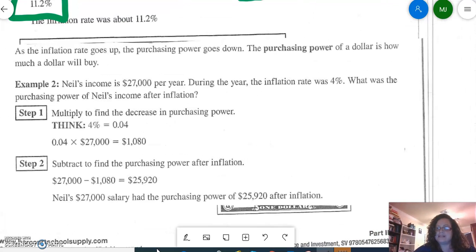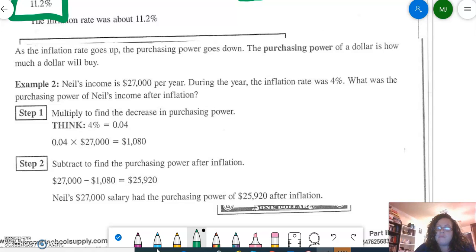Okay, so as inflation rate goes up, the purchasing power goes down. So the purchasing power is how much a dollar will buy you. So again, think about back in the day, a dollar could buy you a whole bunch of things. You could buy a whole bunch of cheeseburgers because cheeseburgers were only like 10 cents. Whereas today, a cheeseburger is at minimum $1, so you could only buy one cheeseburger. So as inflation rate goes up, so as prices go up, your purchasing power, how much you can buy with a dollar, is going to go down.